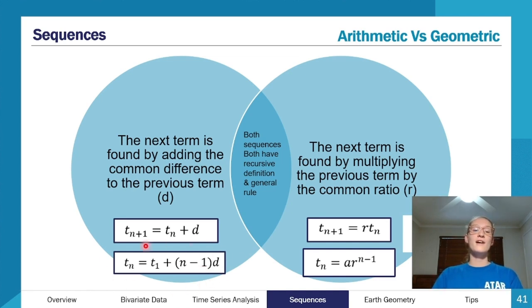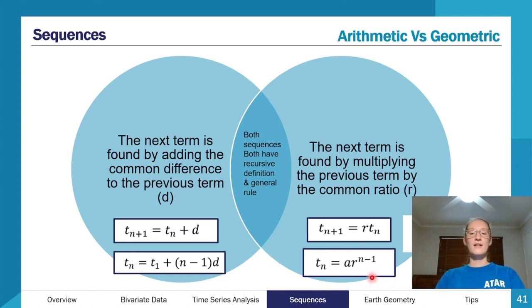You're probably going to want to find a way where you can skip straight to term 37, which is what you could do here. You could say let n equal 37. So then it'd be T1 plus 37 take 1 multiplied by whatever the common difference is. And then you're solving for Tn, which is term 37, and you'd be finding out what number is term 37 in the sequence.